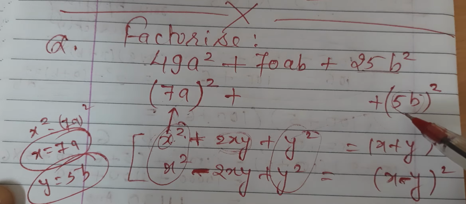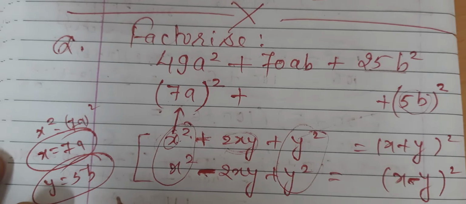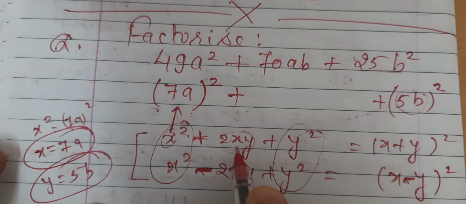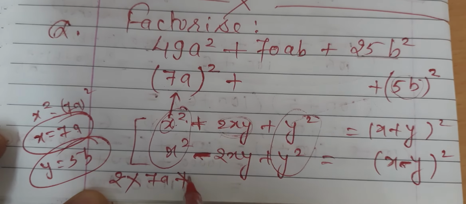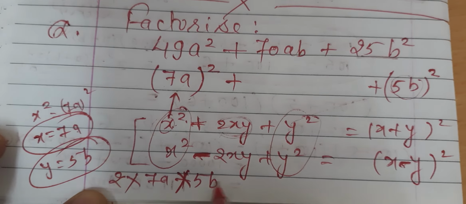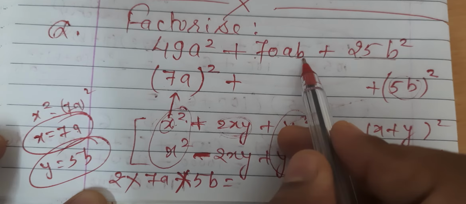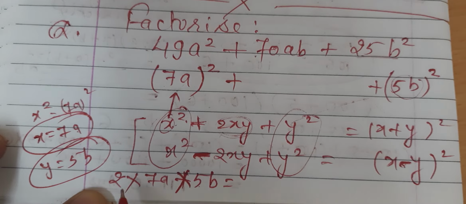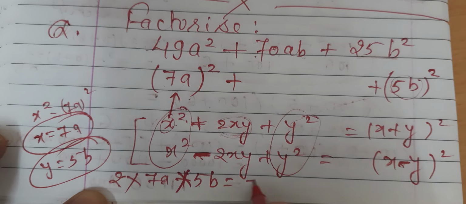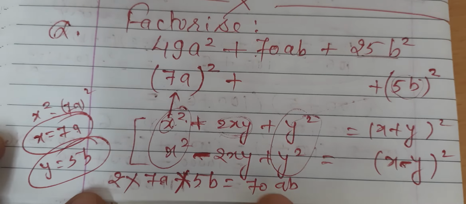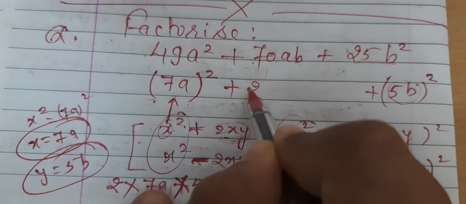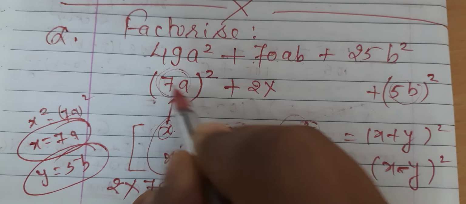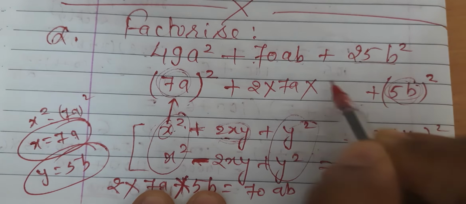Now we only need to check that if you multiply, because here we have 2xy, so if you multiply by 2 and this x which is 7a multiplied by y which is 5b, are we getting this 70ab or not? So let us check. So 5 2s are 10, 10 7s are 70ab. Yes, this middle term is also in the form of 2xy. You will get x from here and y from here.